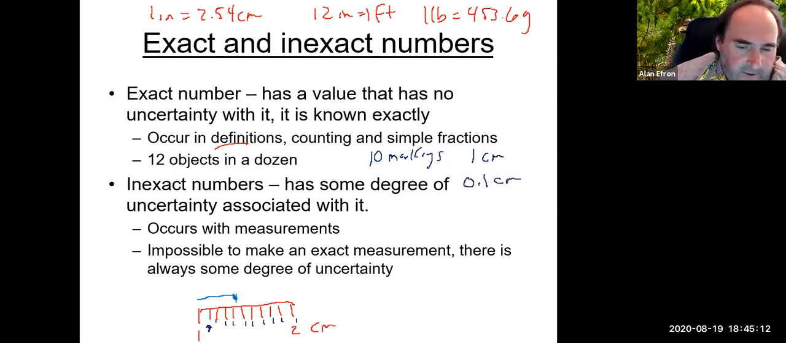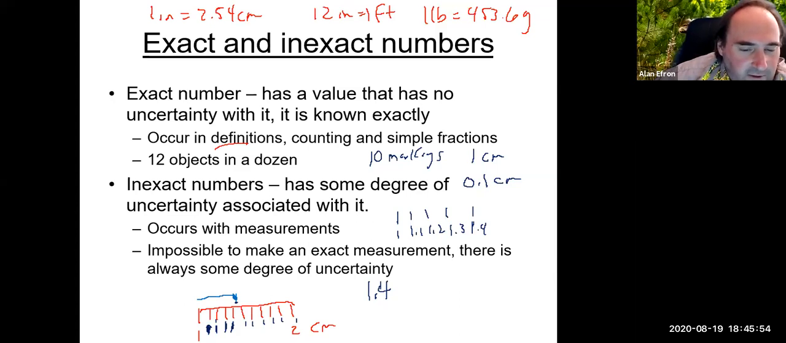So if this is 1, the next marking would be 1.1, the next marking would be 1.2, 1.3, 1.4, and so on and so forth. Where my arrow is would represent 1.1. The next one would be 1.2. This would be 1.3, and this would be 1.4. Now, when we look at this, no matter who looks at it, they should agree that this blue line on top is at least 1.4 centimeters. But the problem is, in my really bad drawing here, I think I did all right.